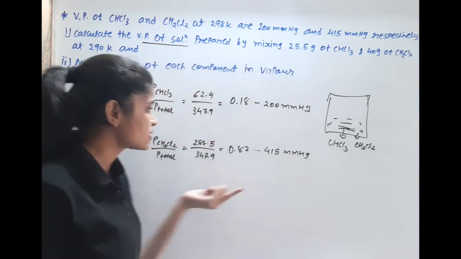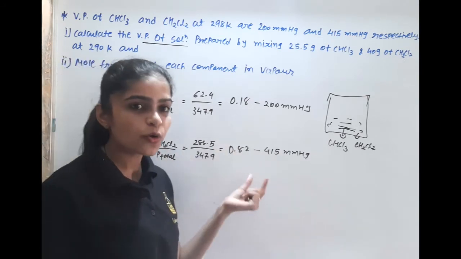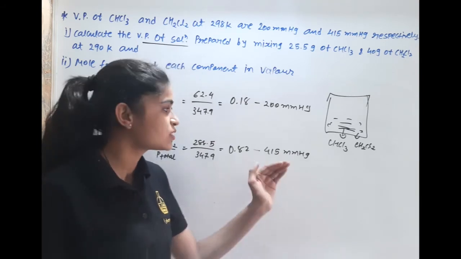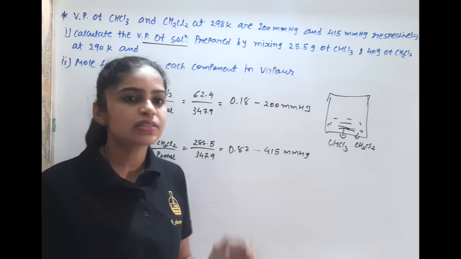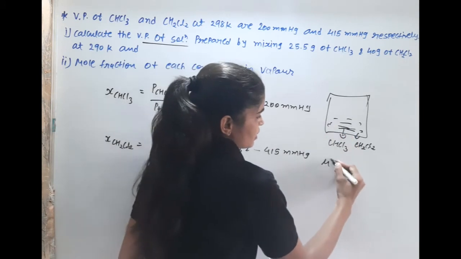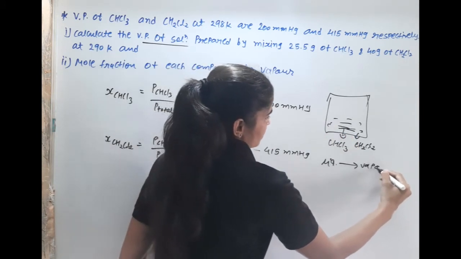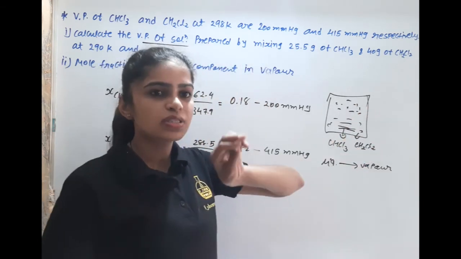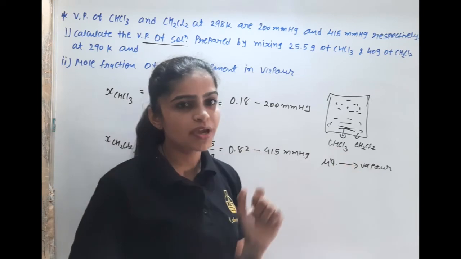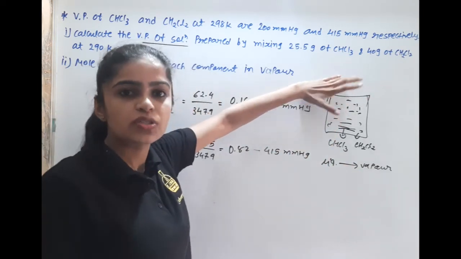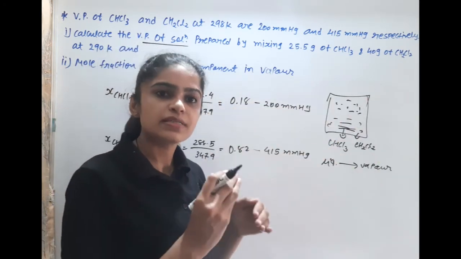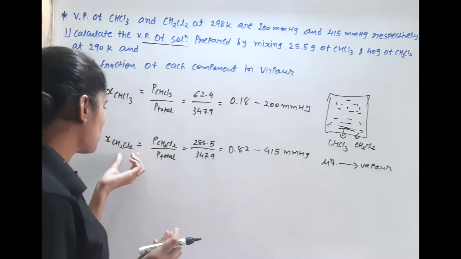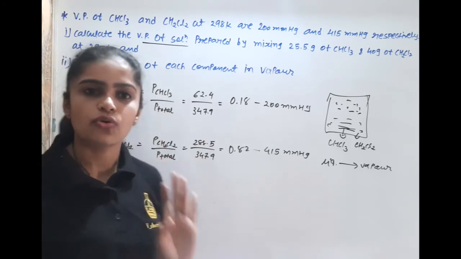But in this case, dichloromethane is highly volatile. Why is it known as highly volatile? Because its pressure is high. Why is pressure high? Because the liquid is converted into its vapor. This liquid is highly volatile, so it easily converts into its vapor form. More vapor forms, so it produces more pressure and its mole fraction is more. So we can say that dichloromethane is more volatile than chloroform.